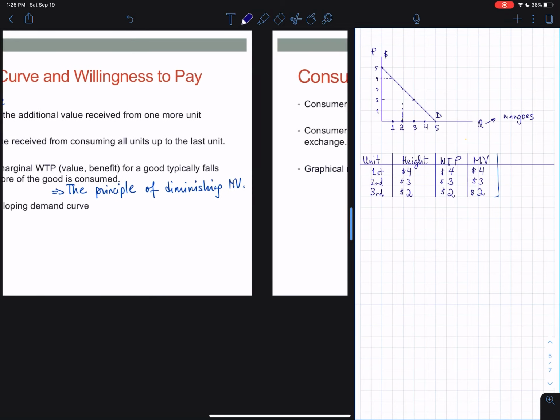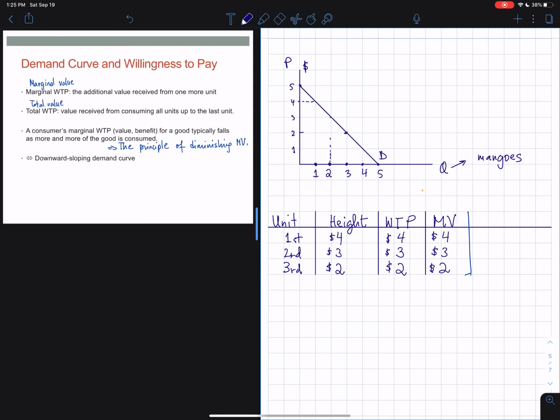So using this example here, when we say willingness to pay, we mean marginal willingness to pay here. So this table is actually marginal willingness to pay. Let's construct total willingness to pay, which is equal to total value.